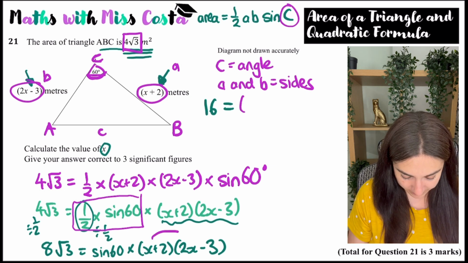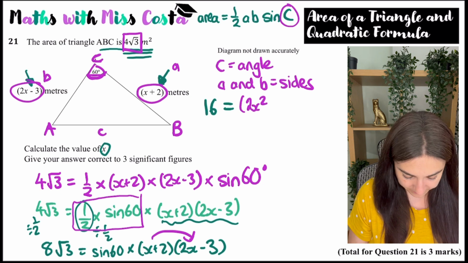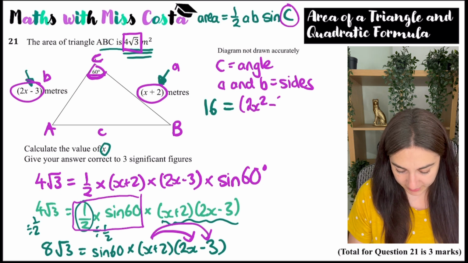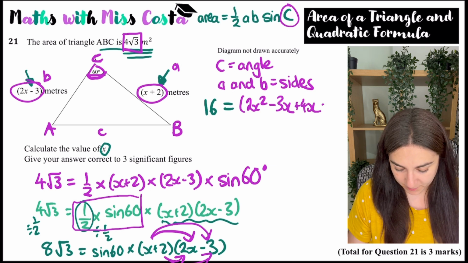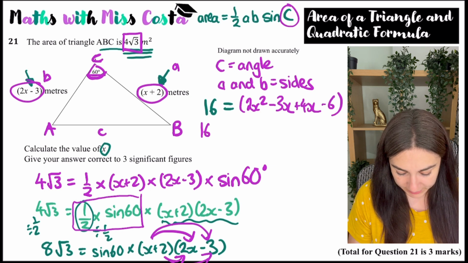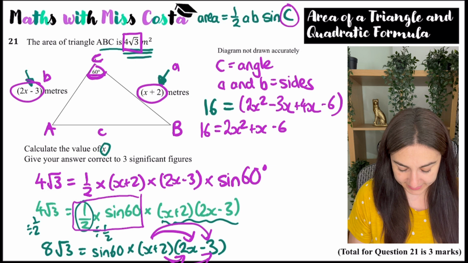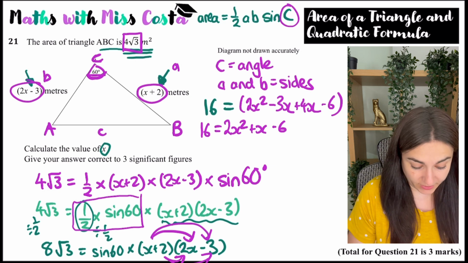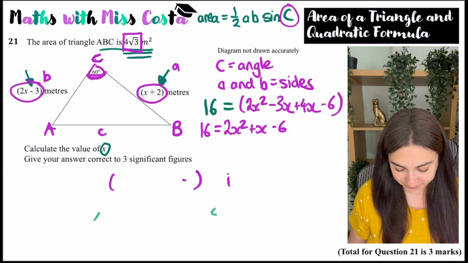So let's expand the brackets. So x times 2x would be 2x squared. X times minus 3 is minus 3x. 2 times 2x is 4x. And 2 times minus 3 is minus 6. So I know that 16 is 2x squared, minus 3 plus 4 is 1, minus 6. Okay, so now I have a quadratic.